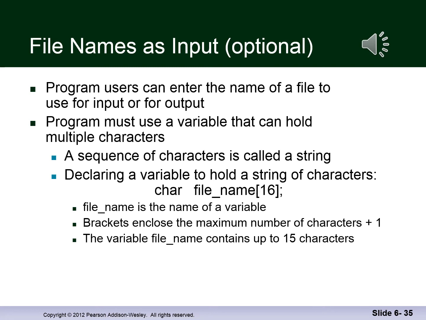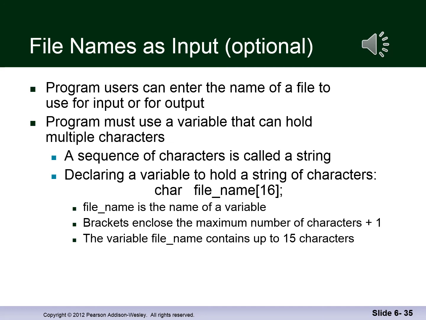You can use a file name as input, or as optional input. The user can enter the name of a file to use for input or for output. The program must use a variable that can hold multiple characters. A sequence of characters is called a string. So we declare a variable to hold a string of characters. Here's an example: char fileName[16]. fileName is the name of a variable. Brackets enclose the maximum number of characters, plus 1. So in this particular case, we can hold 15 characters. The variable fileName contains up to 15 characters.